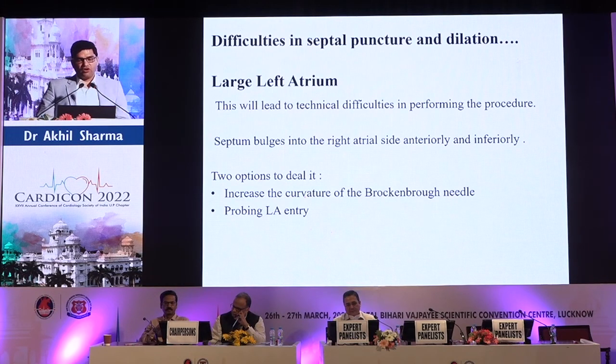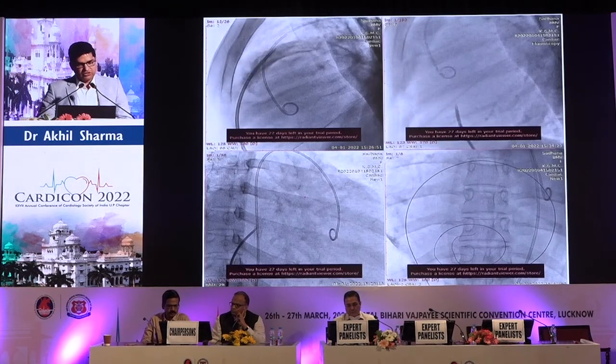First of all, difficulty in septal puncture. Septal puncture difficulty can be due to a large LA, a thick or calcified interatrial septum, or an aneurysmal interatrial septum. These are the possibilities which can cause the problem. Particularly in case of a large LA, we can negotiate the problem by increasing the angle of the Brockenbrough needle and probing entry into the left atrium. So this is the case.